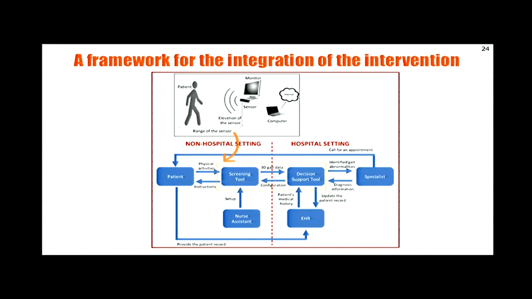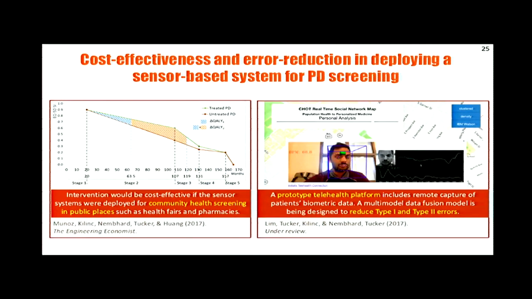So we settled in first on two questions. One around cost effectiveness. In terms of cost effectiveness, the main question was, we were using QALYs to represent the cost effectiveness of this approach. Would this be cost effective in a home setting, on a patient-by-patient basis? Would it be cost effective in a physical therapy setting? Would it be cost effective if it were a part of sort of a community screening? So that's how we set up that problem.